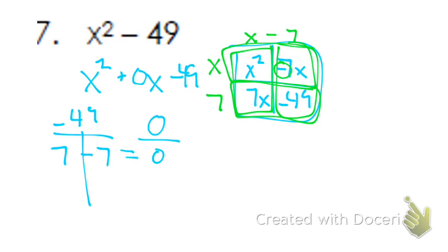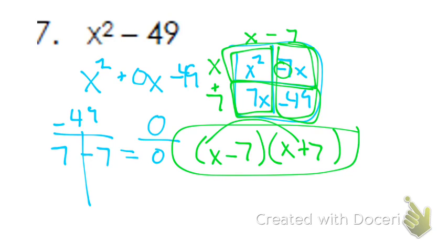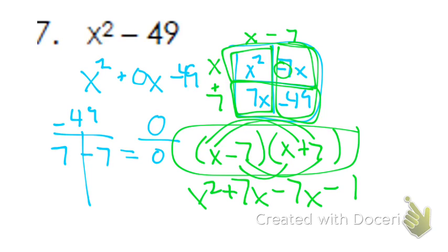And since this is a plus 7, we're going to put a plus sign between the two. Now we write these out as x minus 7 times x plus 7, and that's our answer. When we redistribute this, that's x squared plus 7x minus 7x minus 49. The middle terms would cancel out and give us x squared minus 49. So that's how you would do that if you were factoring by the box method.